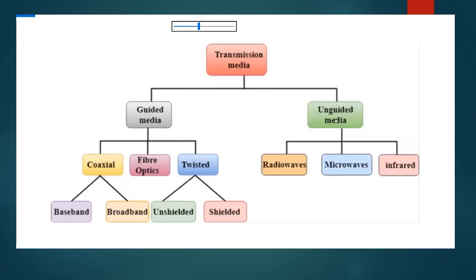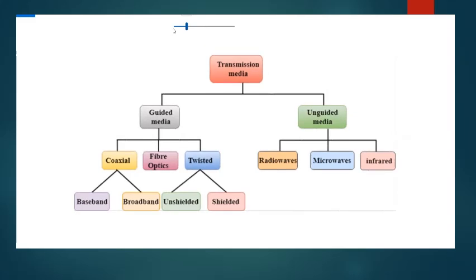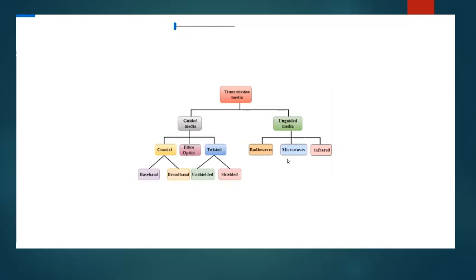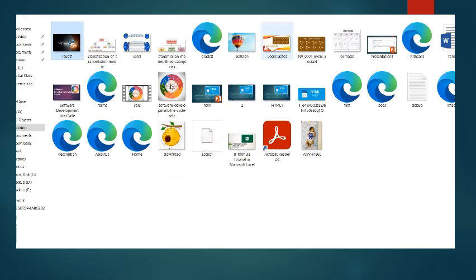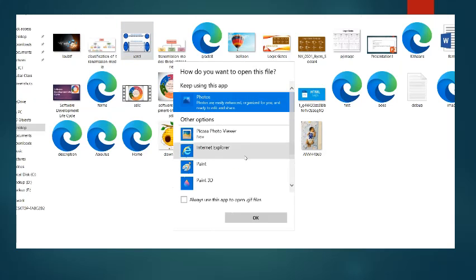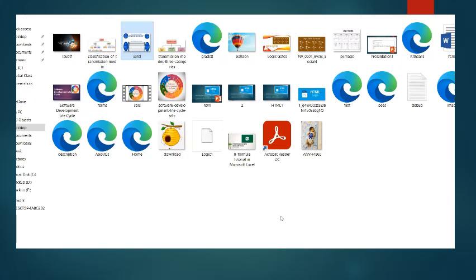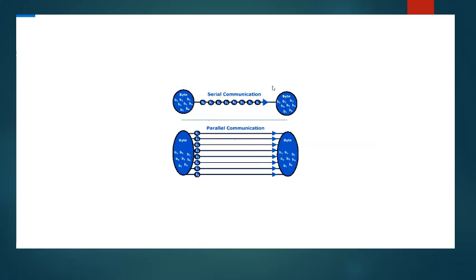Then let's talk about the next topic we're going to talk about today, which is transmission methods. There are two main methods of transmitting data. That is serial communication, and the other one is parallel communication.